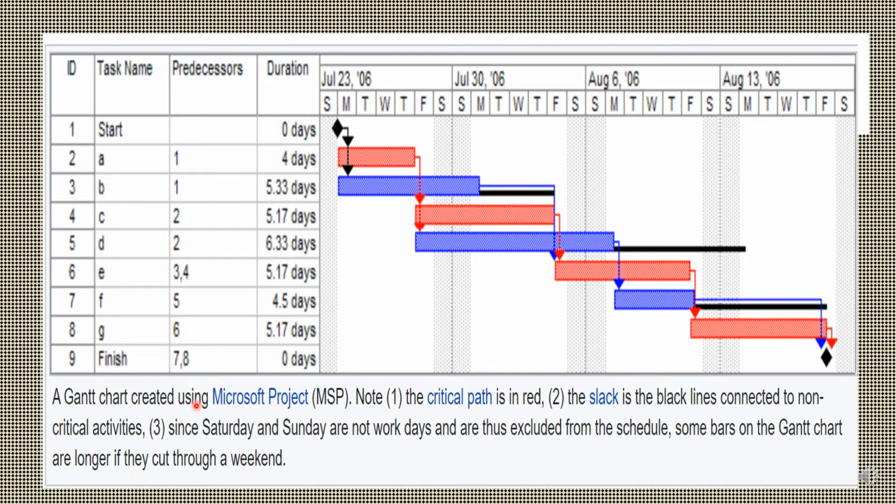For a Gantt chart, it is in Microsoft Project. You can see it here. The critical path is in red. The slack is in the black lines connected to non-critical activities. Since Saturday and Sunday are non-work days and are thus excluded from the schedule, some bars on the Gantt chart are longer if they cut through the weekend. So that's how the bar diagram becomes a little elongated.